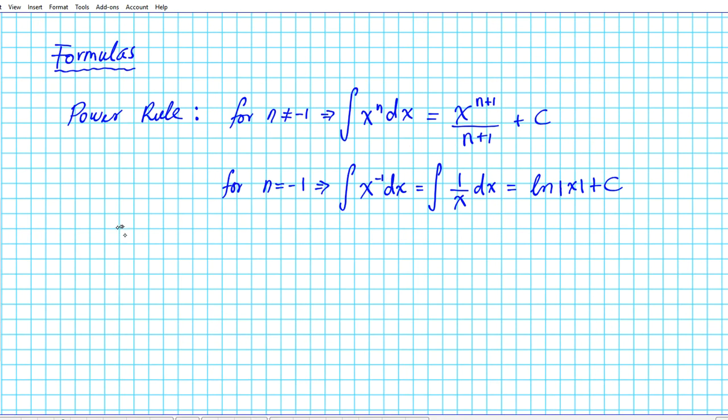Now, another rule to keep in mind that's easy to overlook or make mistakes on is the constant rule. It's also the power rule, but if you master this formula, you don't have to apply the power rule here. So when you're integrating a constant, let's say a dx, the integral is going to be ax plus c.